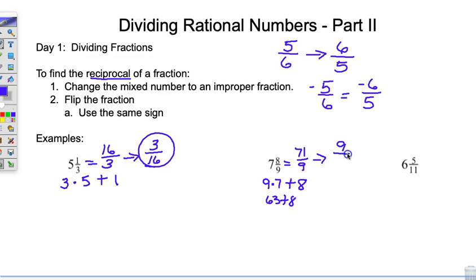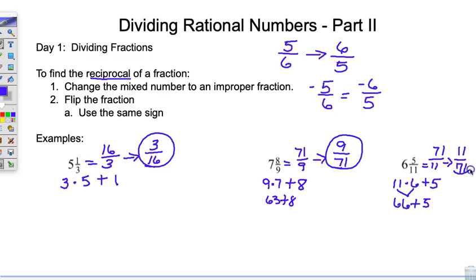71/9 becomes 9/71. And finally, in the last example, again, to take the mixed number into an improper fraction, it becomes 11 times 6 plus 5 more. 11 times 6 is 66. Plus 5 more is 71, and we keep the denominator of 11. To find the reciprocal, you're going to flip-flop the two, so the reciprocal is 11/71.